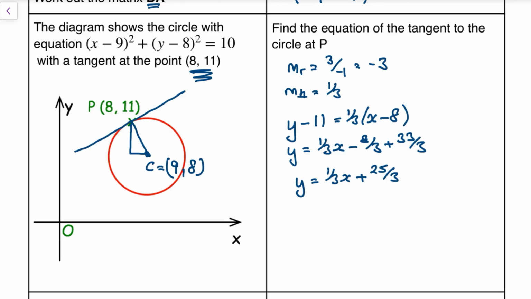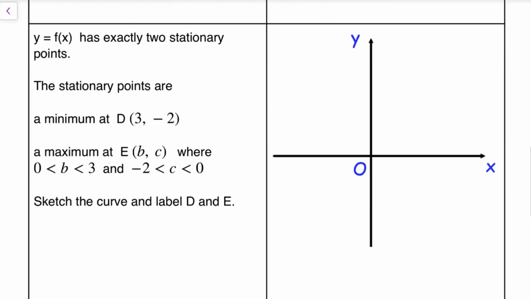To be clear, there are quite a few ways of writing the answer. The question doesn't say a particular method. You could have written it as 3y and 1x and rearranged the 3s, but this is the way I'm going to present it. Next question and final question.